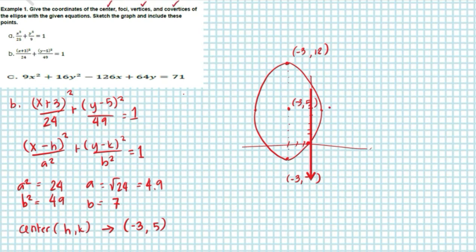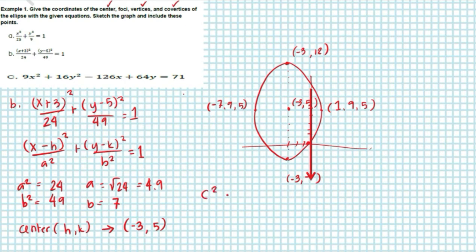So, kunin natin yung points ng co-vertices. Negative 3 plus 4.9 is 1.9. Then, sa 5, this will be negative 3 minus 4.9. So, negative 7.9 and 5. So, meron na tayong center, vertices, co-vertices. So, ang kulang na lang yung foci.